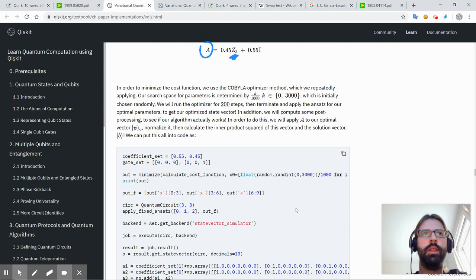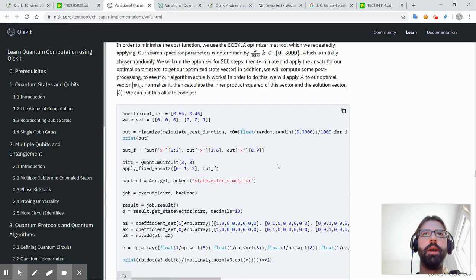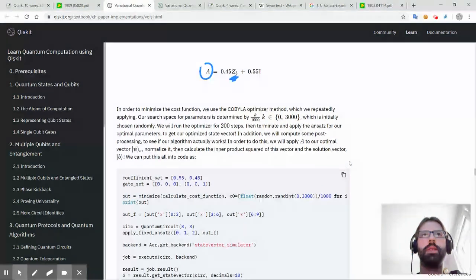The whole idea with gate sets in here is to make it programmable, configurable. So you're putting a 0 for an identity, so no gate, and a 1 for a Z gate. And that's why this is on the third qubit. So that's why this is done.